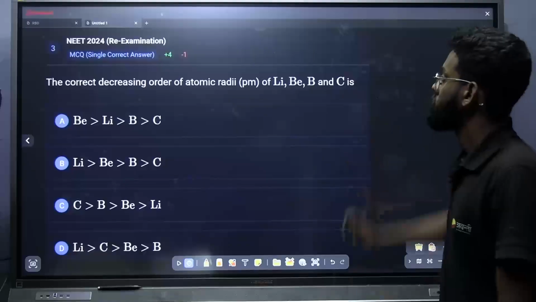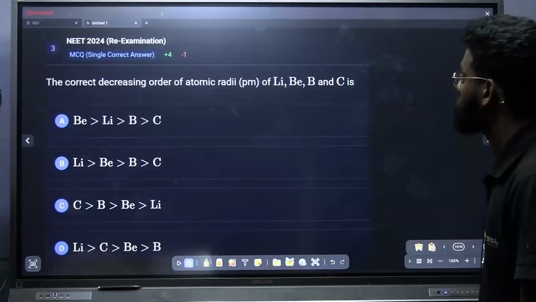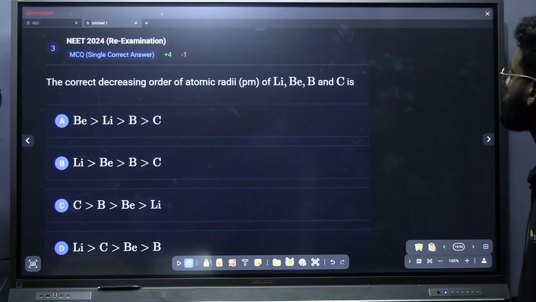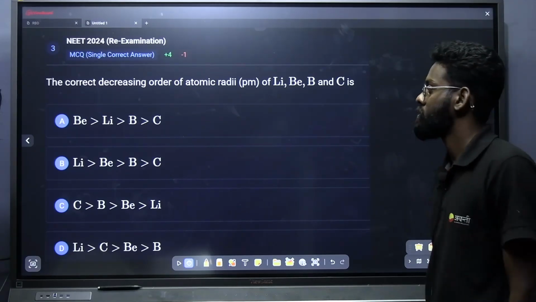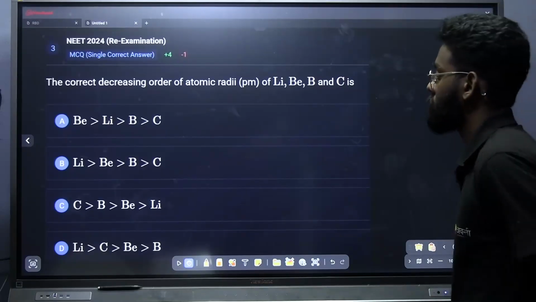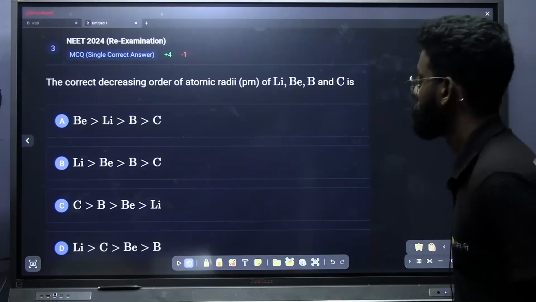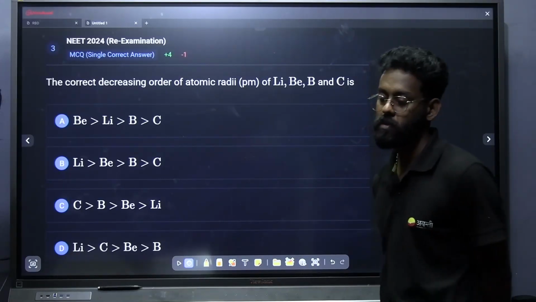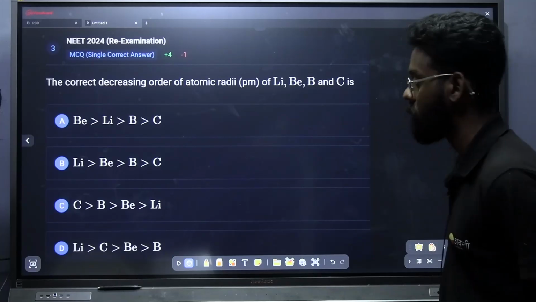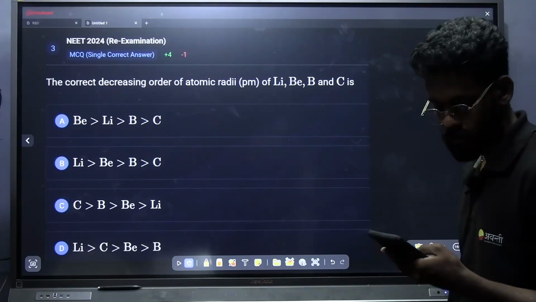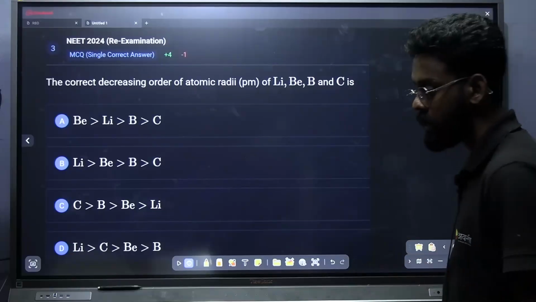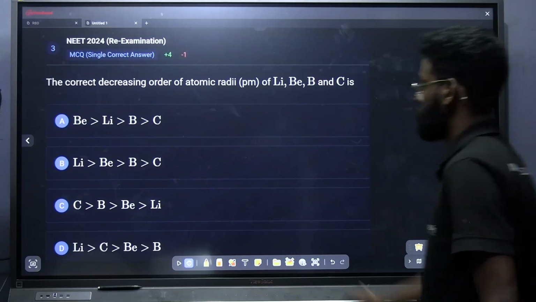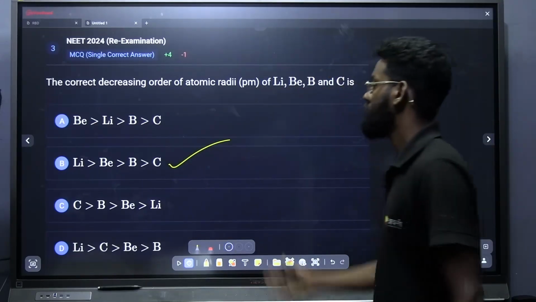Another question, from NEET 2024. The correct decreasing order of atomic radii of lithium, beryllium, boron and carbon. Very easy question. Atomic radius follows a general trend. Option B, yes, very good. Option B is the correct one, because it is following the general trend.